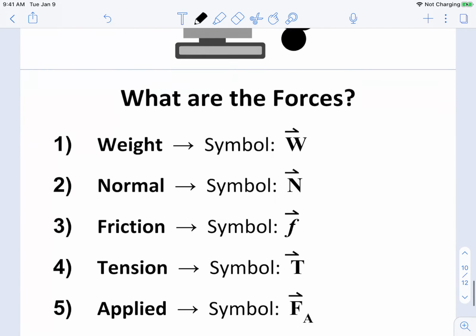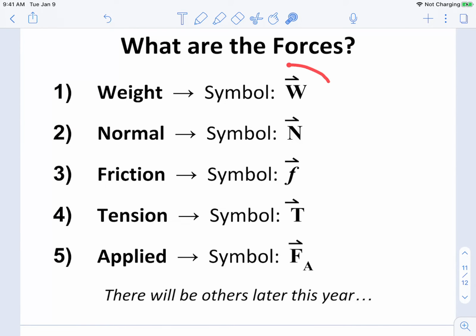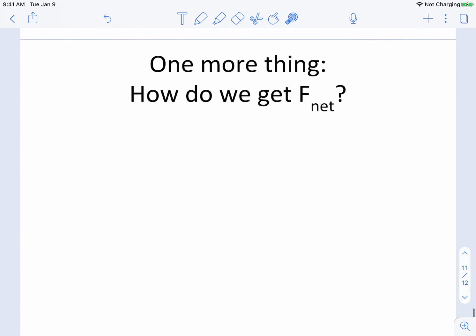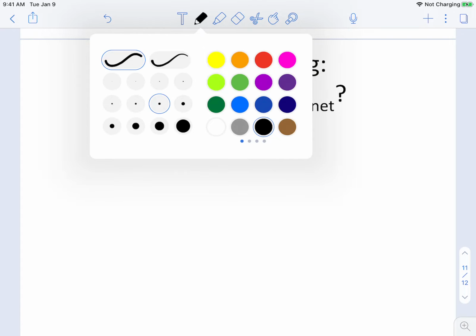So here are your lists of all your different forces. You have your weight force. Sometimes you can write it like this with a G. You have your normal force, your friction force, your tension force, and your applied force. We're going to learn a few more later on this year, but these are the main ones for this unit. Now we're going to put them all together because we're going to talk about a net force.